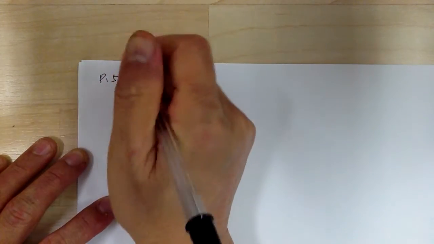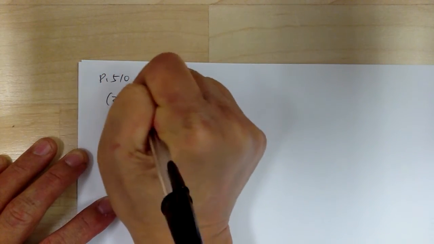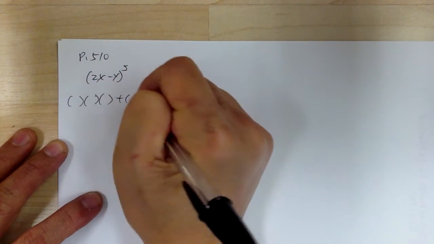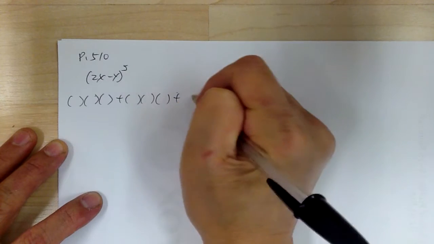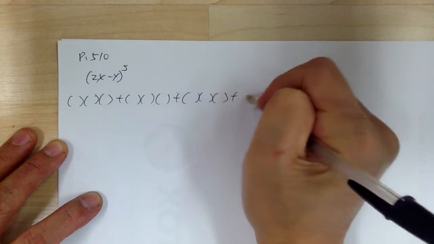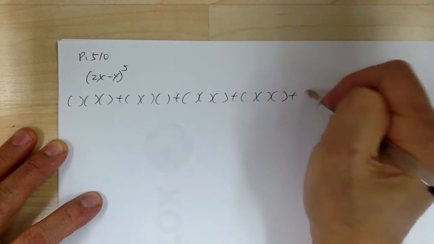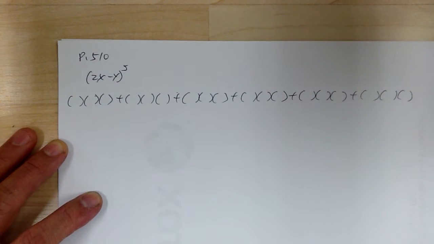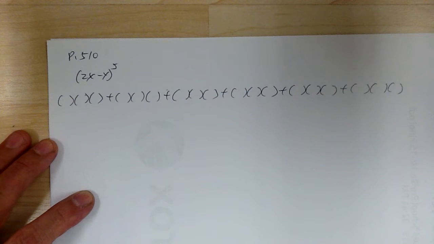Let's start this over again. With a 5th exponent, it's going to be 6 terms. So that's 1, 2, 3, 4, 5, 6. Every term you need to have 3 parentheses.